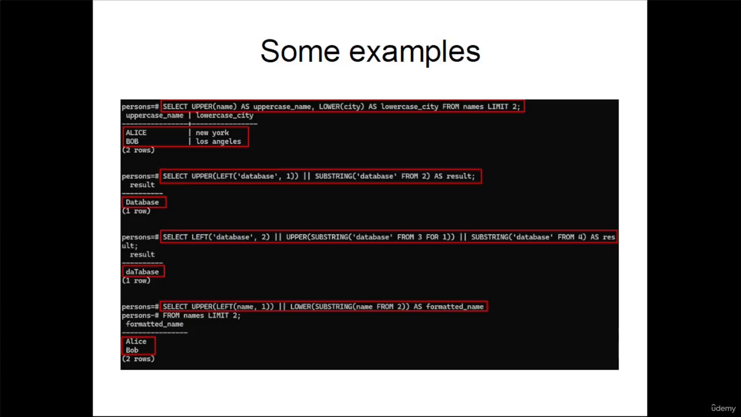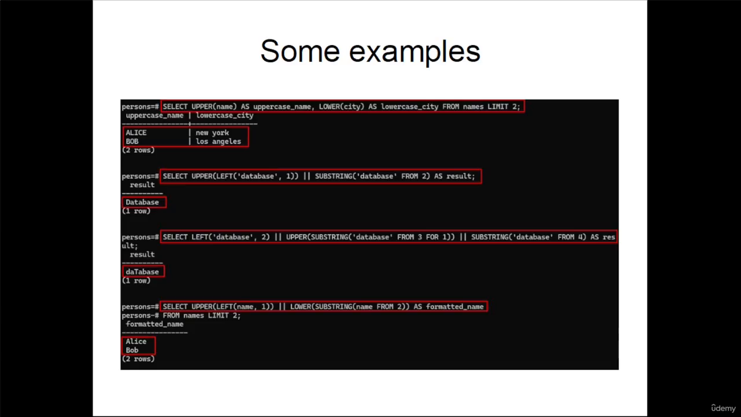SELECT UPPER(LEFT(database, 1)) || SUBSTRING(database FROM 2) AS result. The result is Database. Here we take the first letter on the left and change it to uppercase, the rest remains lowercase. The result is the word database, but with a capital D on the first left position. SELECT LEFT(database, 2) || UPPER(SUBSTRING(database FROM 3 FOR 1)) || SUBSTRING(database FROM 4) AS result. Result: daTabase. We have seen this one in the previous slide, the third letter has changed to uppercase T.